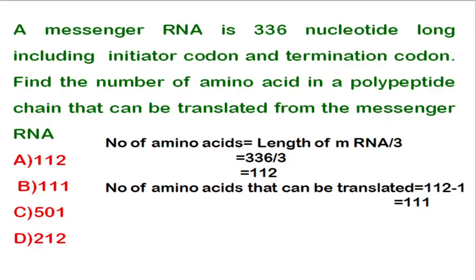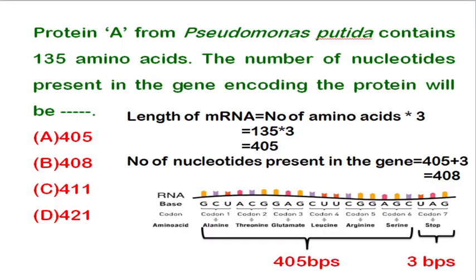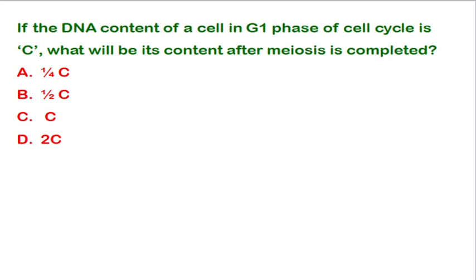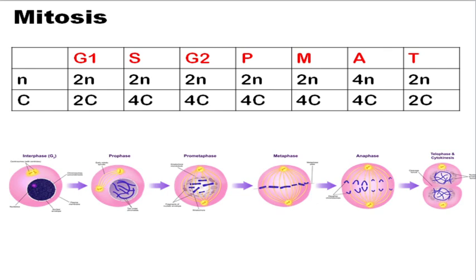That is, you need to find the difference between this question and this question. Okay, next: the DNA content of the cell in G1 phase of the cell cycle is C, what will be the content after meiosis is completed? So whatever theory you have, just keep it aside.